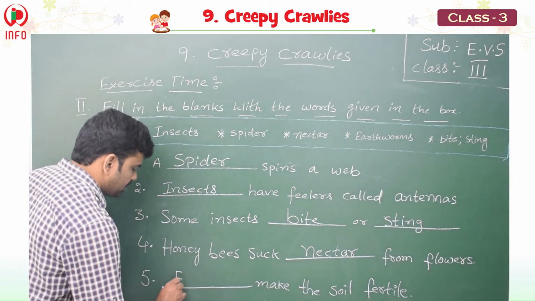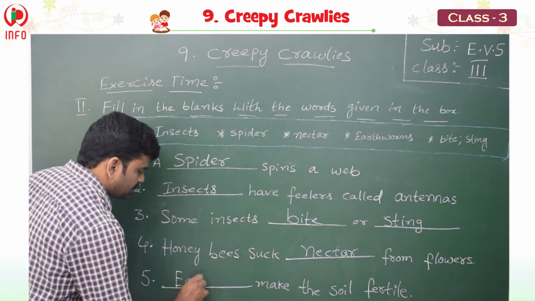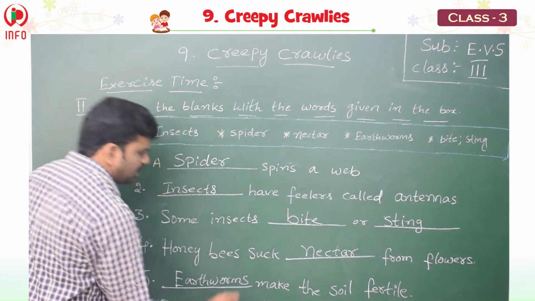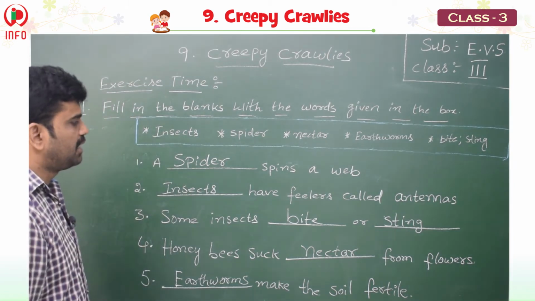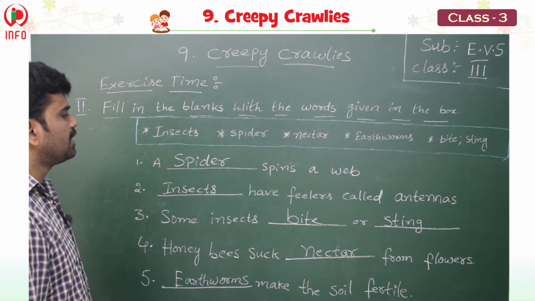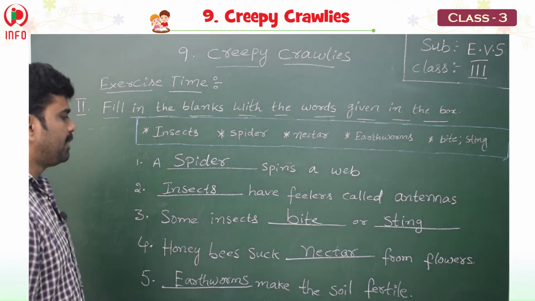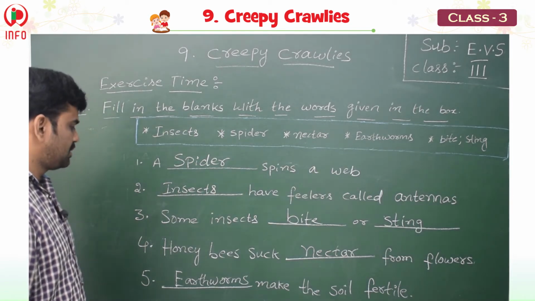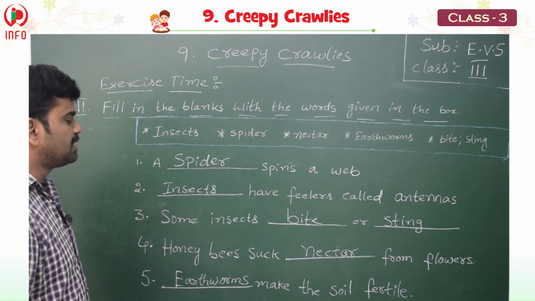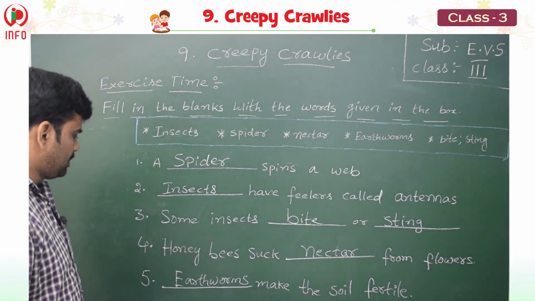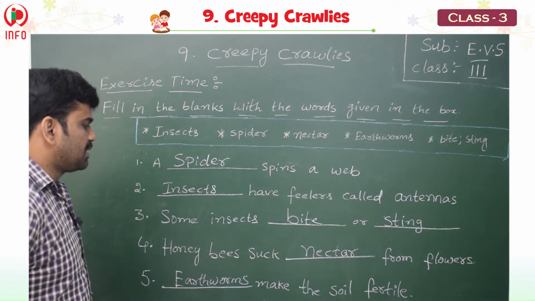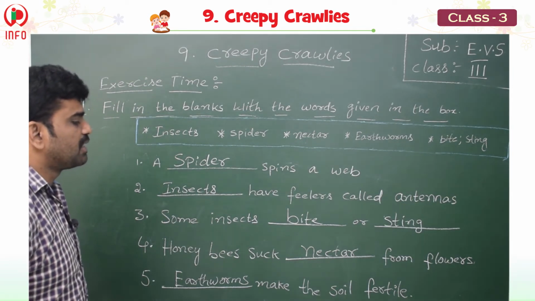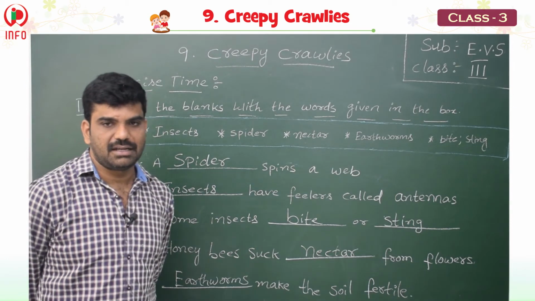So, I am writing here earthworms make the soil fertile. So a spider spins a web. Insects have feelers called antennas. Third one, some insects bite or sting. Fourth one, honeybees suck nectar from flowers. Fifth one, earthworms make the soil fertile. Okay?